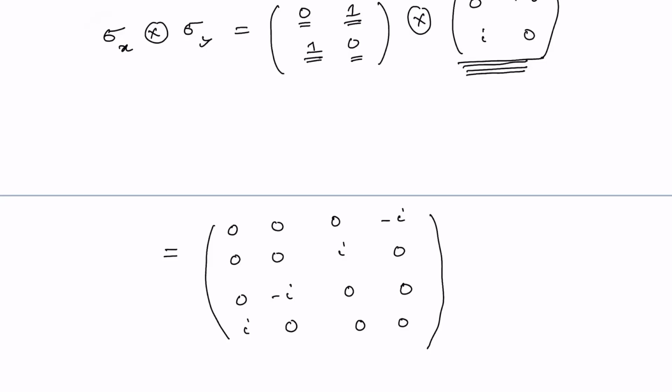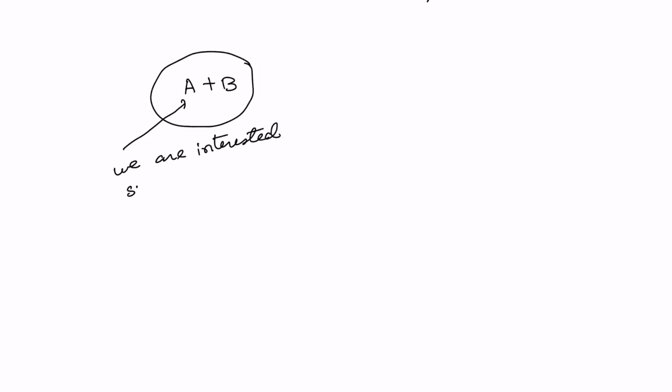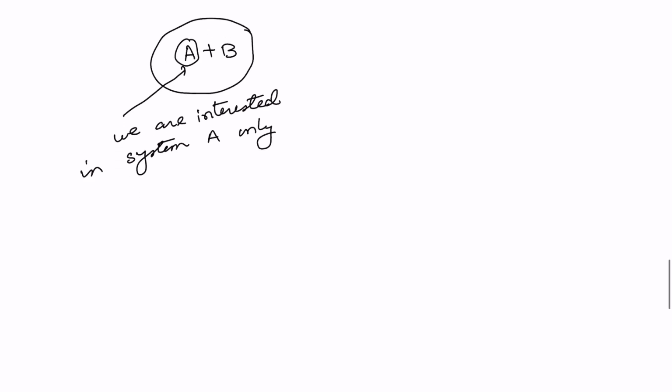Now let us suppose that we have a composite system A plus B, but say we are interested only in system A, not in B. Then the question is how to extract properties of system A from the composite system A plus B. This can be done by a prescription known as the reduced density matrix. Let me explain that.